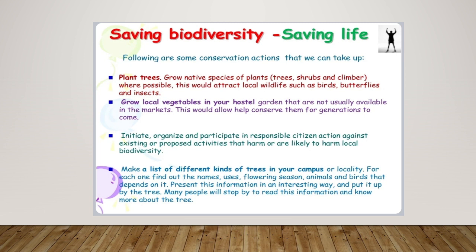We should make a list of different kinds of trees in our campus or locality, in our college campus or home locality, and for each one find out the names and their uses, flowering seasons, and animals and birds that depend on it. And we should present this information in an interesting way and put it up by the tree. Many people will stop by to read this information and they will get to know more about the tree and will gain more knowledge.